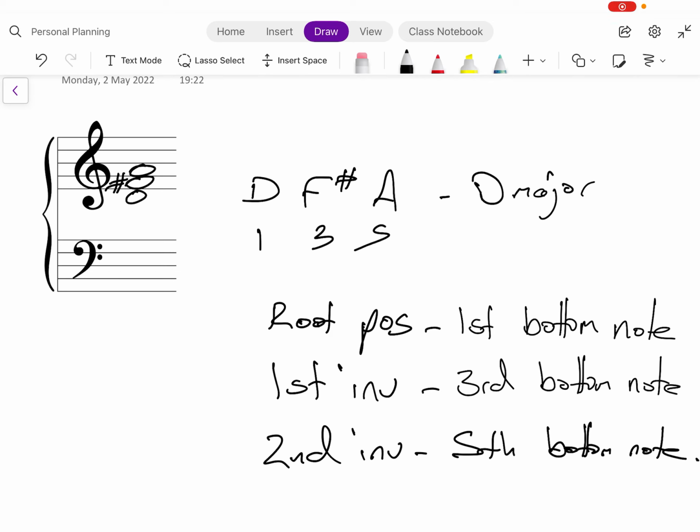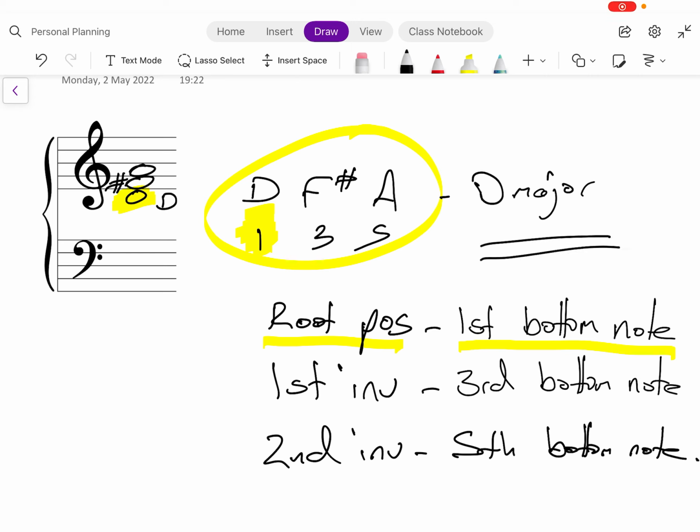So that's good. Next thing that I would do is look at the very bottom note and go, okay, what's the bottom note there? The bottom note is D. Then I just look at these notes here and go, okay, so the bottom note is D. The D is the first. So if the first is the bottom note, then that means it's in root position. In which case, my answer would just be D major.